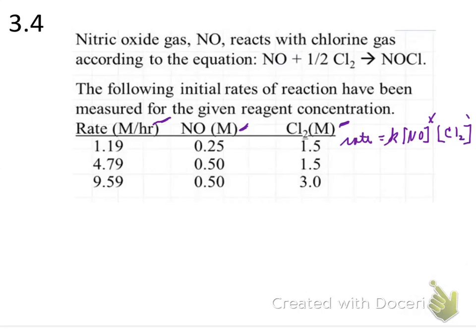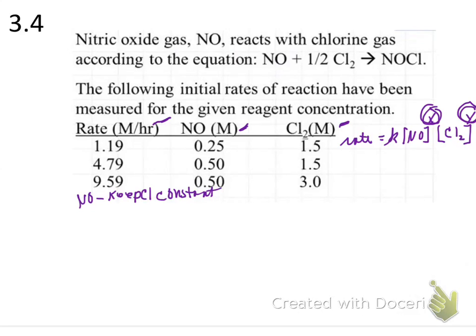So we know that the rate is going to be some rate constant K times the concentration of NO raised to some exponent we'll call X, times the concentration of chlorine raised to some exponent called Y. And what we're trying to do is figure out X and Y. Okay, so let's take a look at how we would do that.